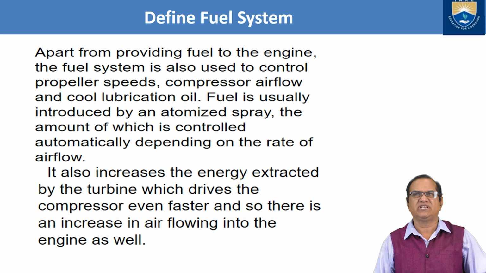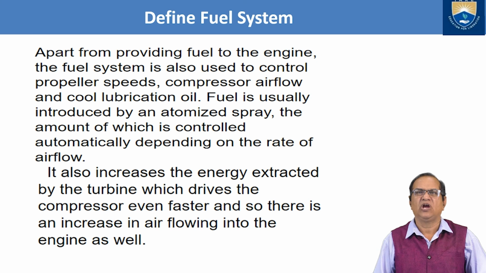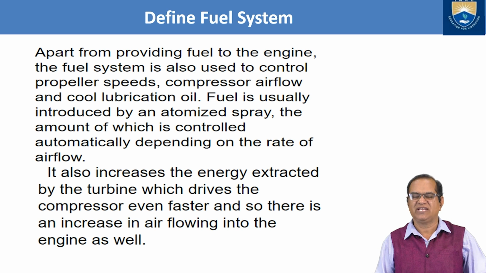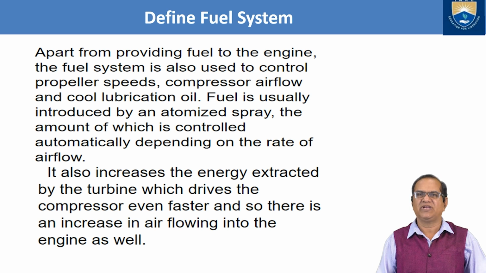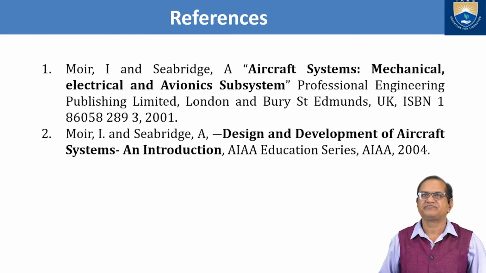Next is the fuel system. Apart from providing fuel to the engine, the fuel system is also used to control propeller speeds, compressor airflow and cool lubrication oil. Fuel is usually introduced by an atomized spray, the amount of which is controlled automatically depending on the rate of flow. It also increases the energy extracted by the turbine, which drives the compressor even faster, and so there is an increase in the air flowing into the engine as well.